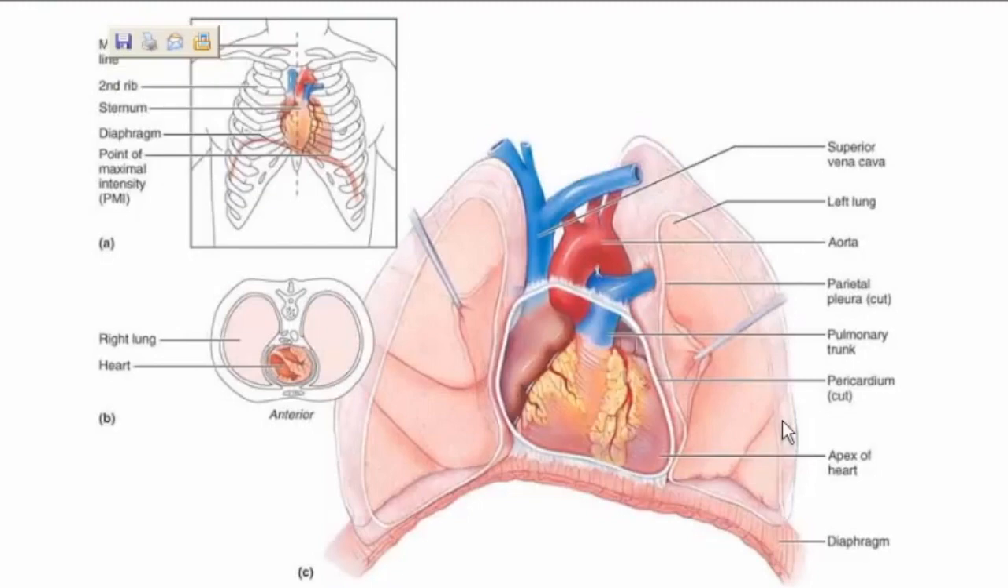Its job is to pump the blood. And what's in the blood? I'm sorry, 679 is the page number. What is in the blood?